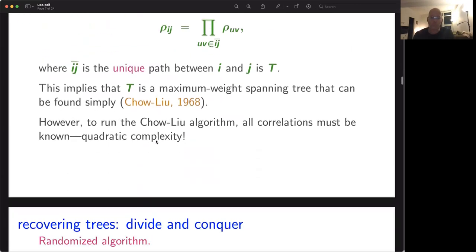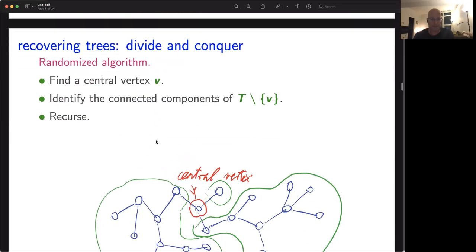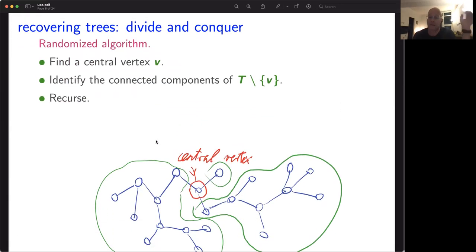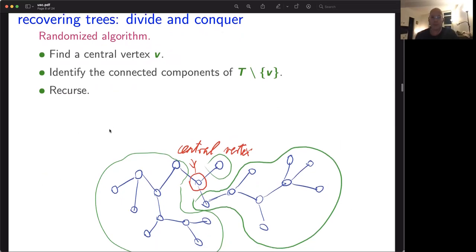In order to overcome this, we propose a divide and conquer type algorithm. This is going to be a randomized algorithm where our goal is to find a central vertex. What does central vertex mean? It means that by removing that vertex, the tree decomposes into small pieces. If we could somehow find the central vertex and identify the little subtrees that hang off this vertex, then we could recurse, right?